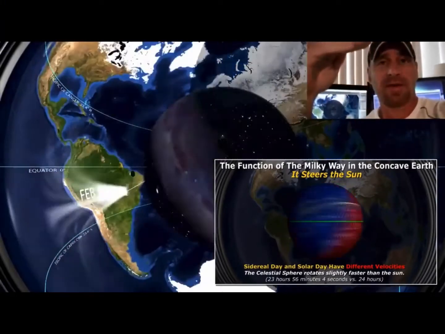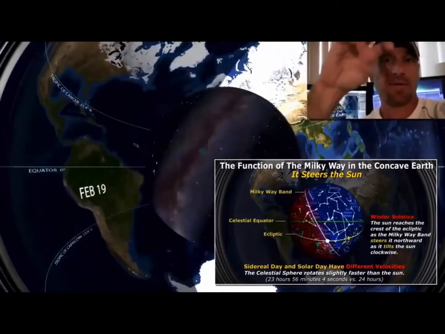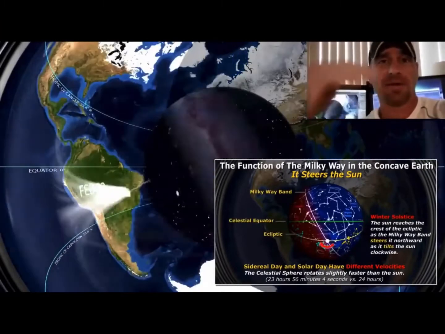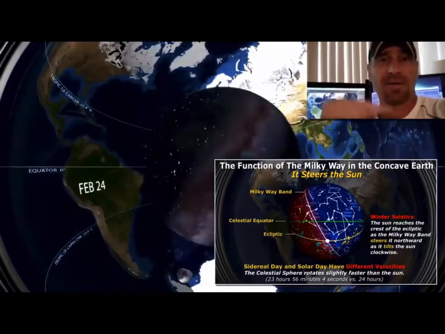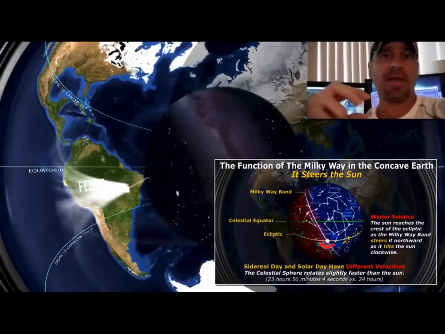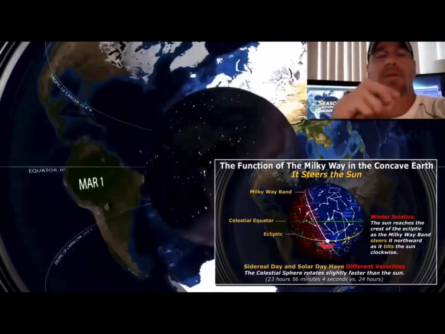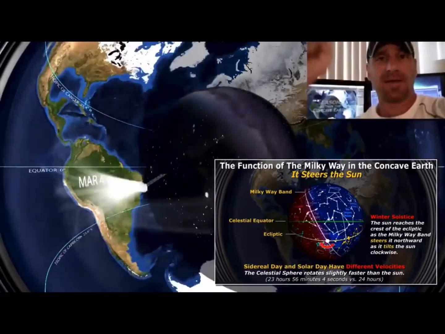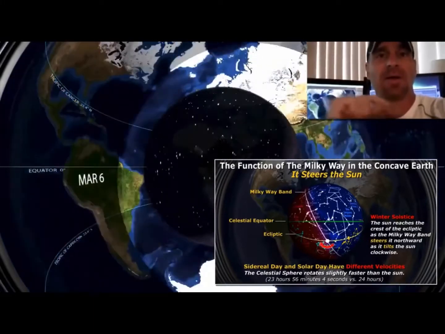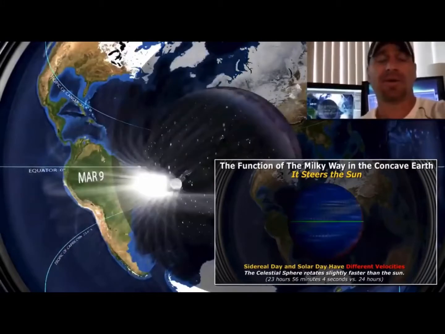Like when it's up north like that, it's going to steer the sun south, and then conversely the same when it goes down south. When the sun goes down south, when it crosses that plane, it's going to steer the sun back up north. So it's all being influenced by that dividing line, that Milky Way dividing line. It has a purpose, it has a function. Everything works within the concave Earth.